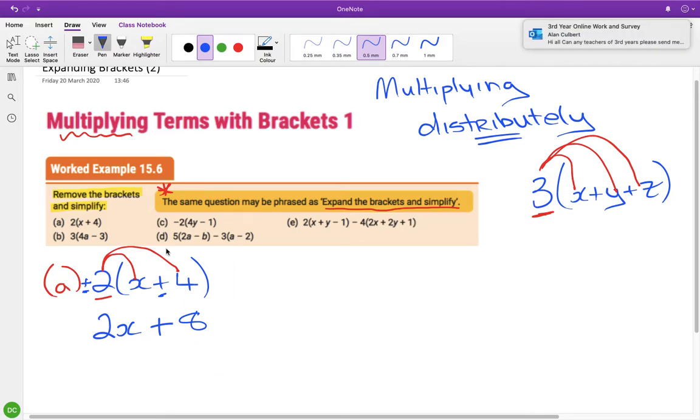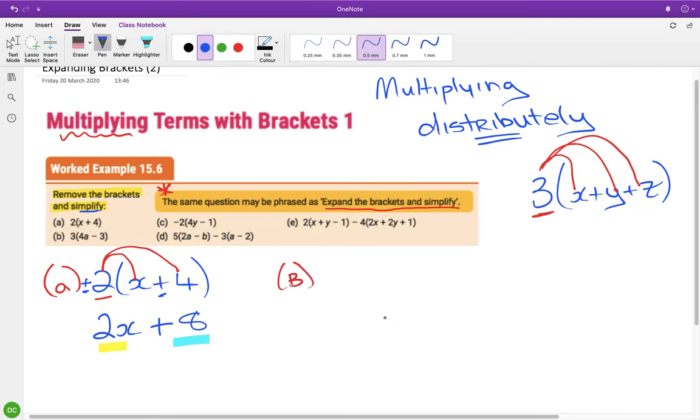I know the question says to simplify it, but we can't simplify it anymore because they're not in the same family. If I were doing families, this is an X and this has no X. So they're not in the same family and can't be added together. So we are done, it is simplified. Okay, so B.